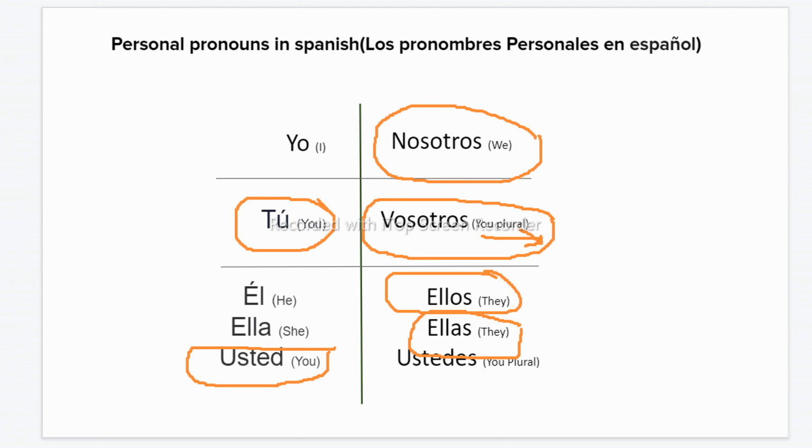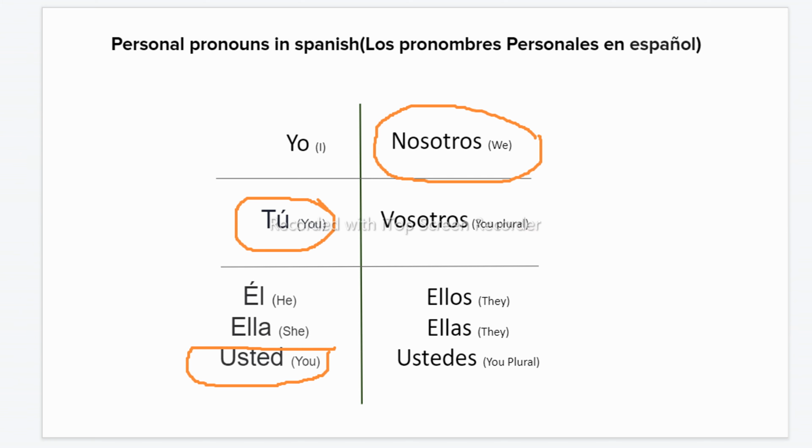Okay, then comes ustedes. Ustedes is basically you plural, but in a more respectful manner. Like I already told you, you can use it with people who are at a higher authority than you. So ustedes will be used as you plural, a group of people, boys and girls, or whosoever, men or women, and you can use ustedes for them. Okay, so now let's move on to the next slide.